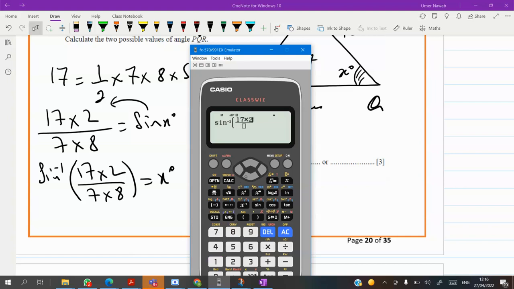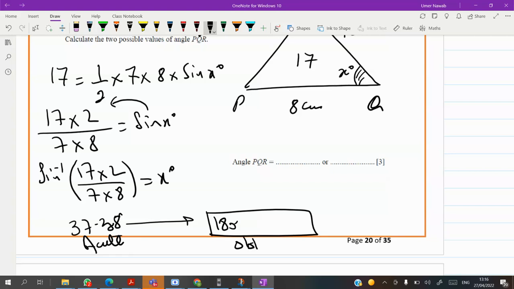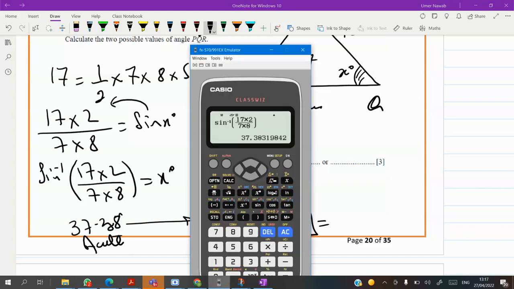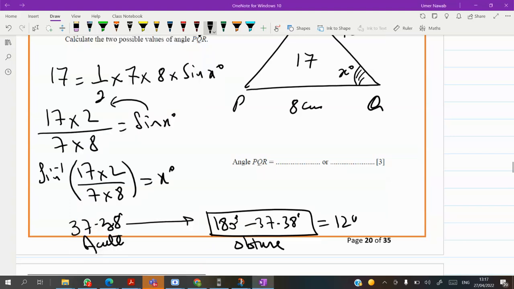17 times 2 over 7 times 8. So we get the answer from the calculator: 37.38. How can we get the second answer? 180, because this is acute and we want the obtuse answer. So 180 minus 37.38 gives us 142.6. So 142.6 to one decimal place, and 37.4 to one decimal place.